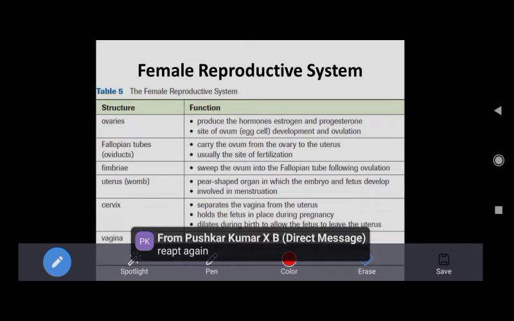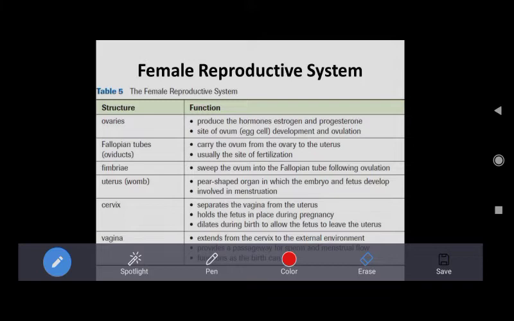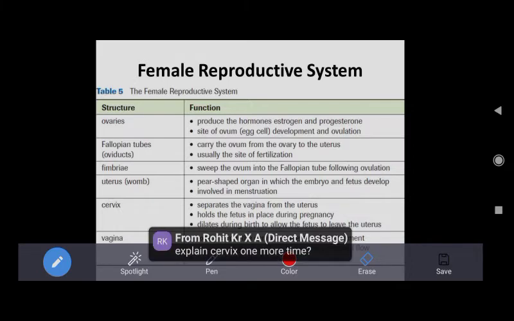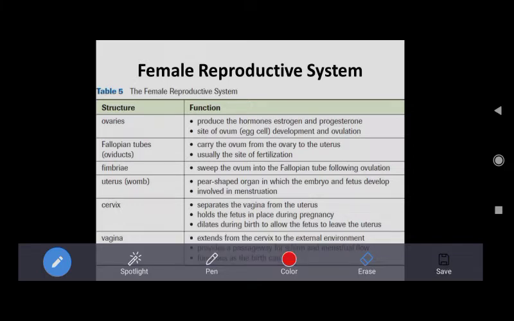Okay, Pushkar, I repeat once again, no problem. I think there was some net issue from your side. You are disconnecting and again joining, no problem. See, what are the parts of the female reproductive system? Ovary, fallopian tube, fimbriae, uterus, cervix, vagina. The ovary is a site of egg production.